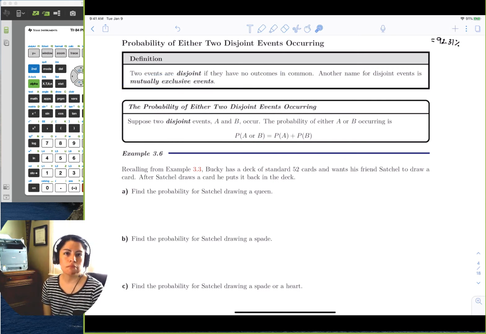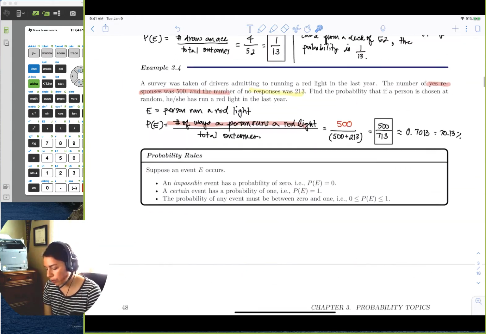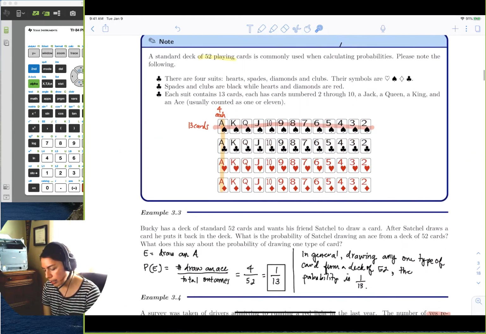Disjoint and mutually exclusive are interchangeable, and you can use them as you prefer. Now, in order to understand disjoint events, I'm going to go back to the deck of cards, so that we can see and understand that disjoint events just means there are no outcomes in common.